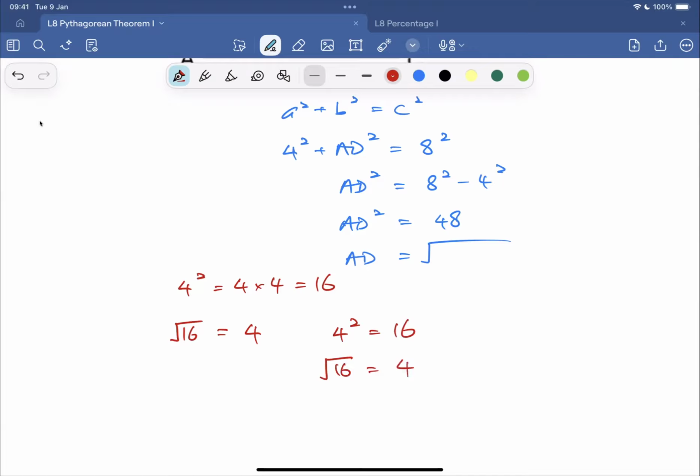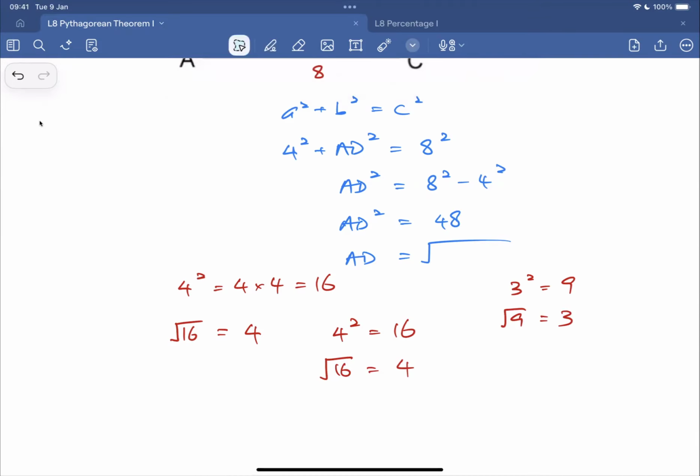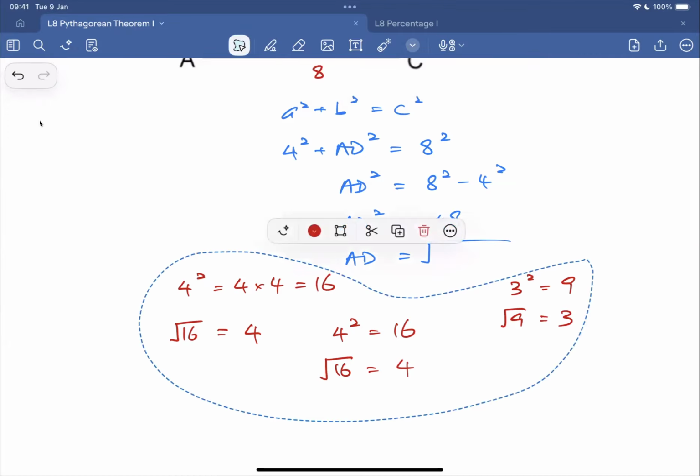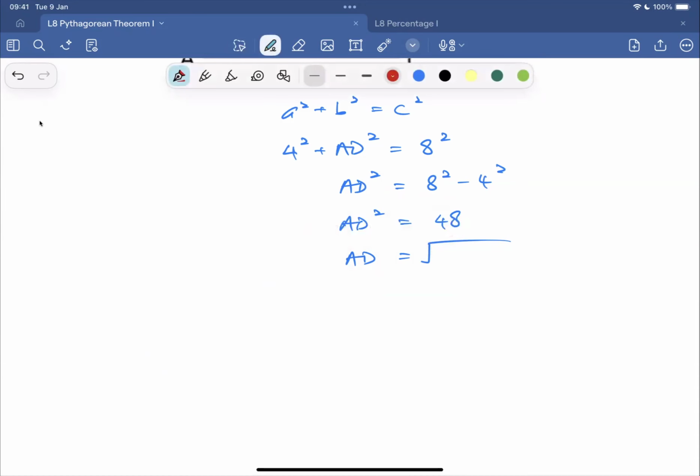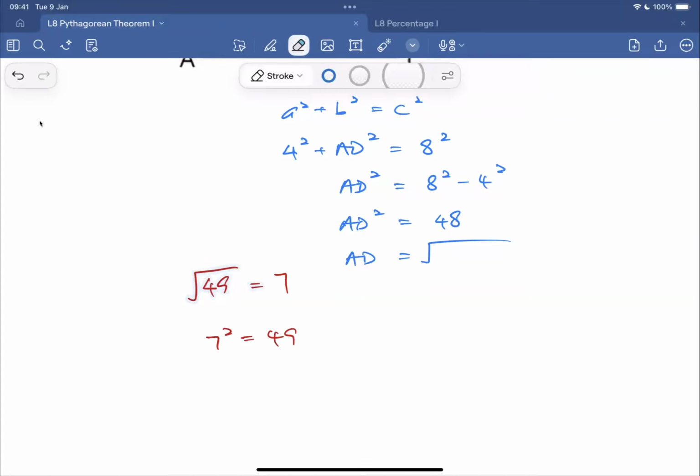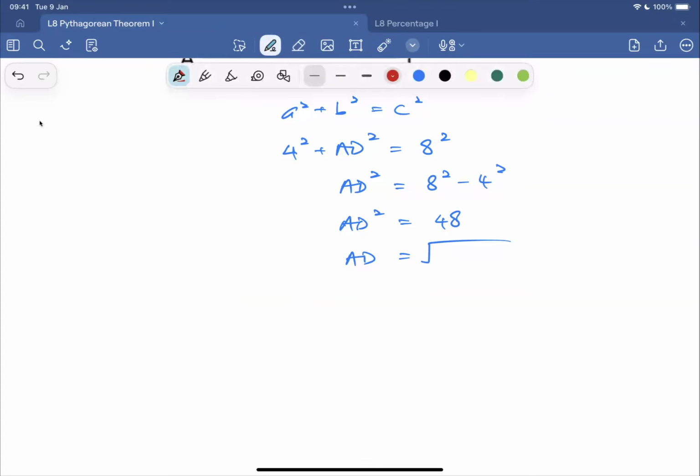Okay, another example. 3 squared equals to 9. 3 times 3 is 9. Square root 9 equals to 3. So, Briven, you cannot square root 48, right? So what should I do if you cannot square root 48? I mean, if it is 49, can you square root it? What do you get? 7. Yes, because 7 times 7 is 49. So square root 49 is 7. But 48, you can't do it. So what should I do now?